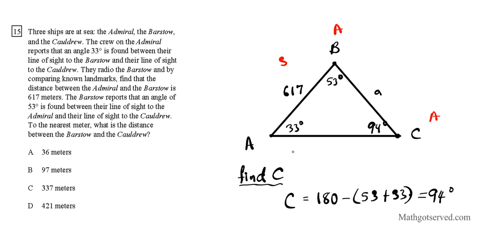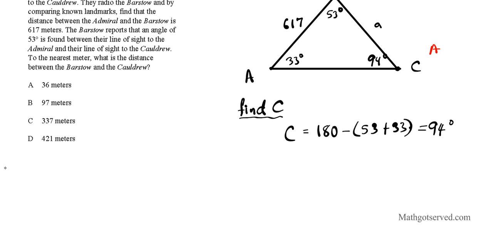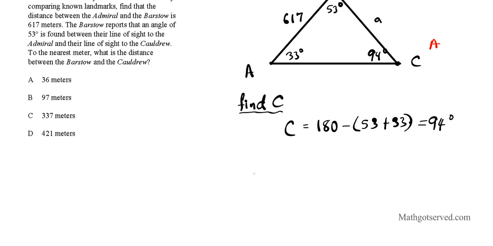You see that? AAS? Law of sines will work here. All right, so let's go ahead and solve this problem. To do that, we're going to indicate what we're looking for, which is little a. So we want to find little a. Little a is the distance between Barstow and Cauldron.